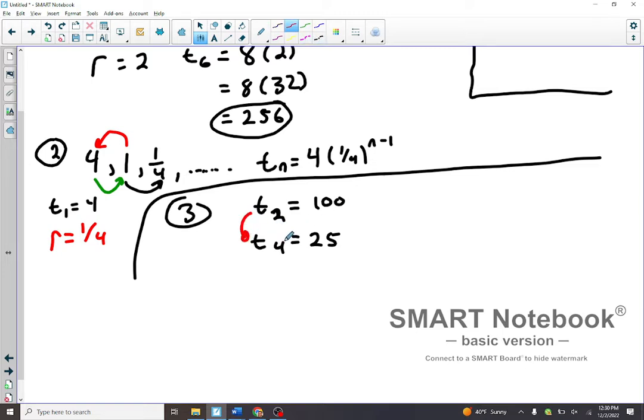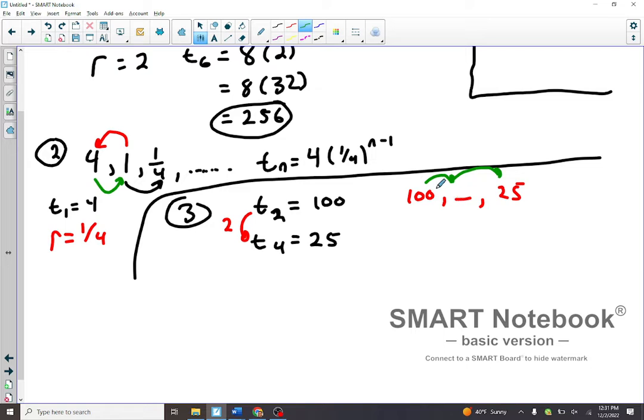How far am I going from T2 to T4? Just 2 steps in this part, right? So you're at 100, blank, blank, 25. That means I would have to multiply something and multiply something again. Why is it only going by 1 step? I thought it was 2 steps. You're missing step 3. So this is 2, 3, 4, right?